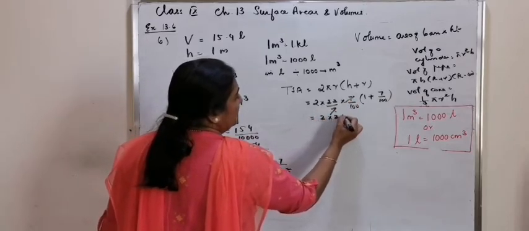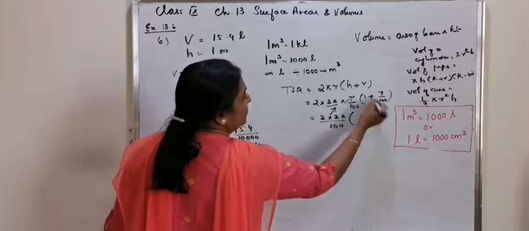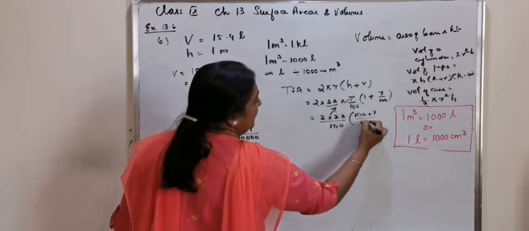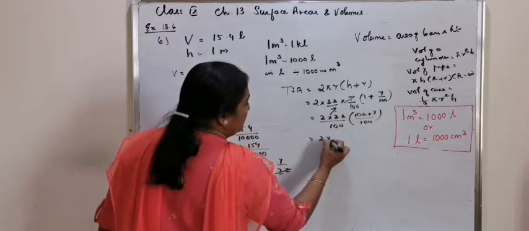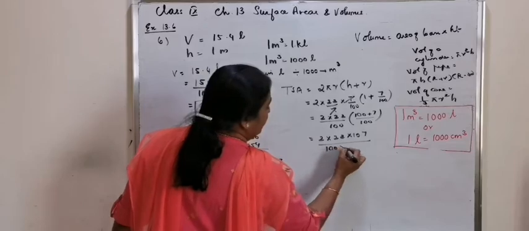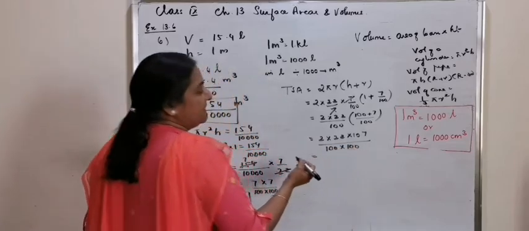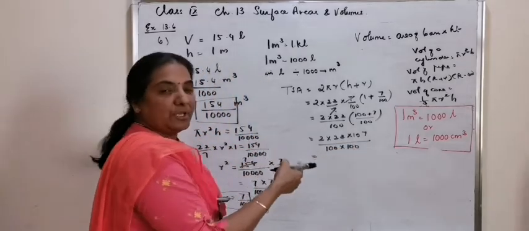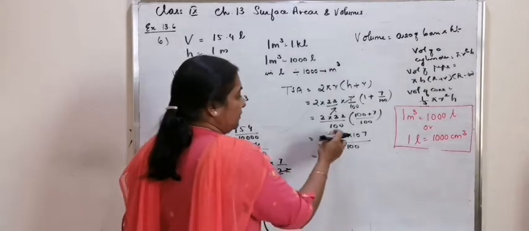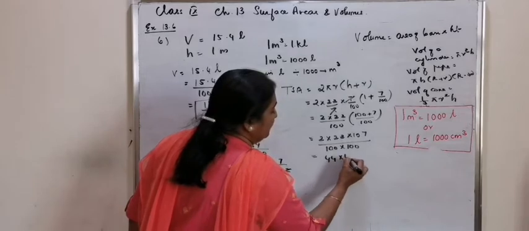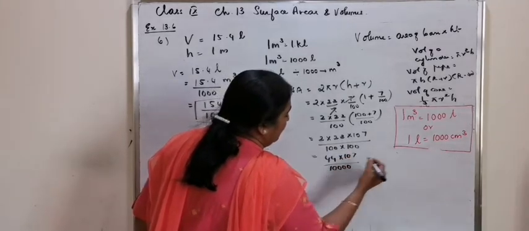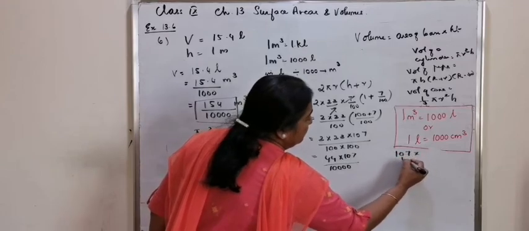2 into 22 by 100 into 100, by LCM, is 100 plus 7 by 100, or 2 into 22 into 107 by 100 into 100. The best method is to multiply the numerators and use the denominator for shifting the decimal place. So 2 into 22 is 44, into 107 by 10,000, or 107 into 44.